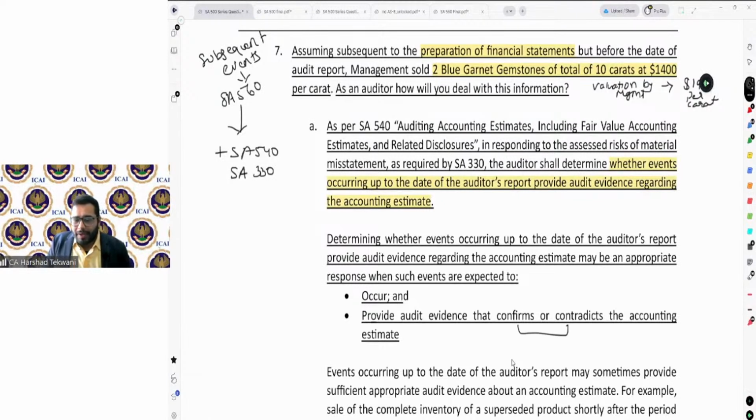So this will help you understand whether I can confirm the accounting estimate or contradict it. If I was able to sell at 1900 per carat, fine, my estimate is right. But now I am able to sell at 1400 per carat, which means there is contradictory evidence available to the estimates.